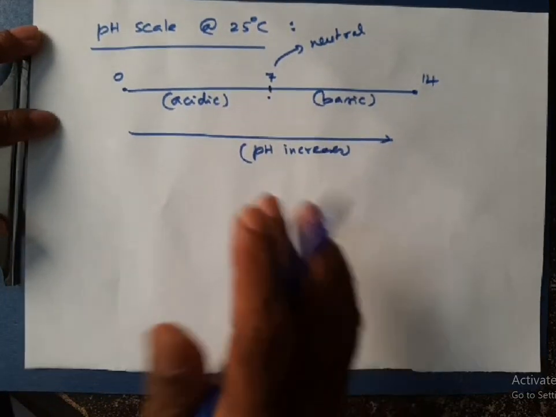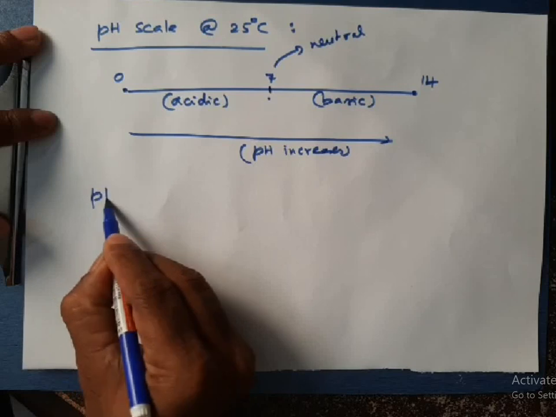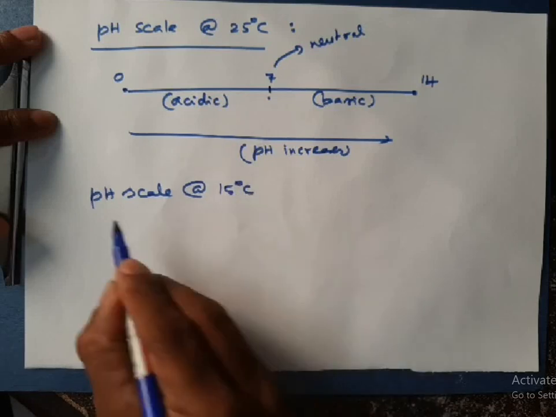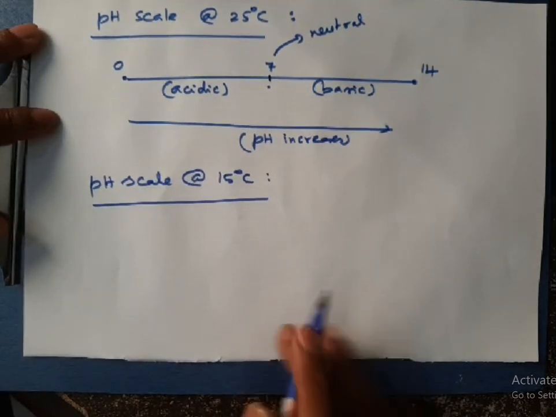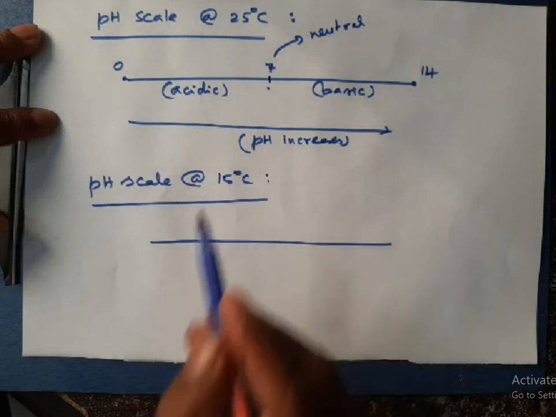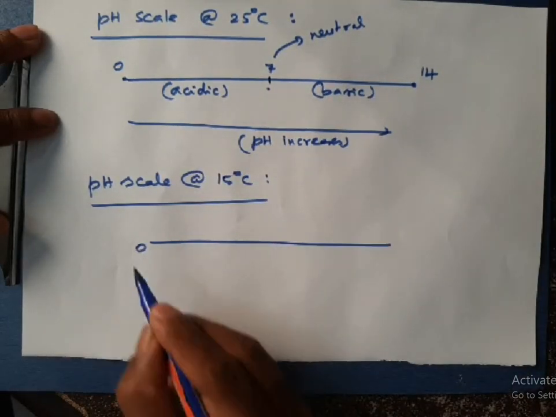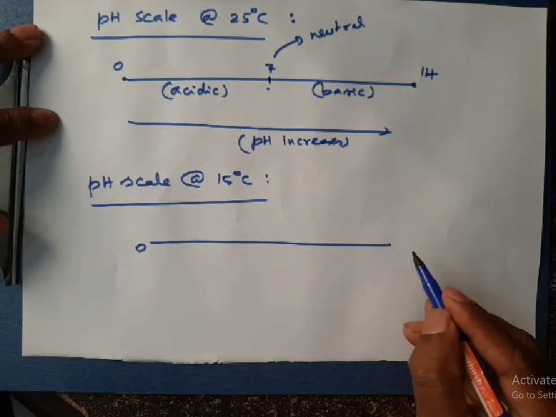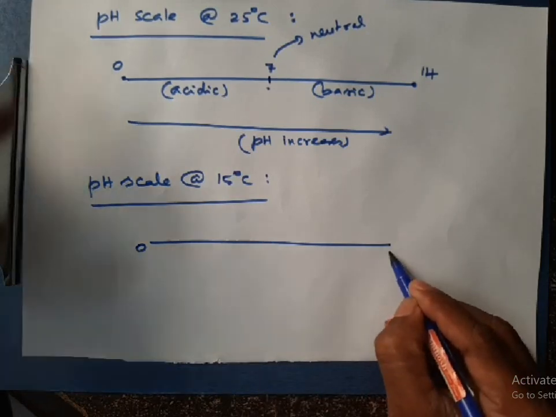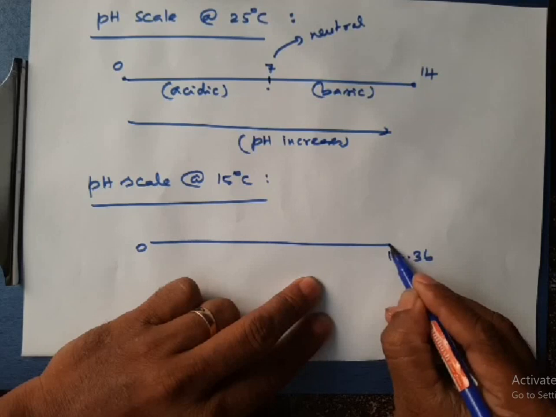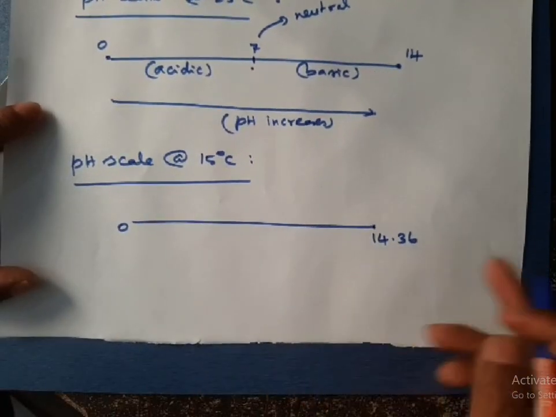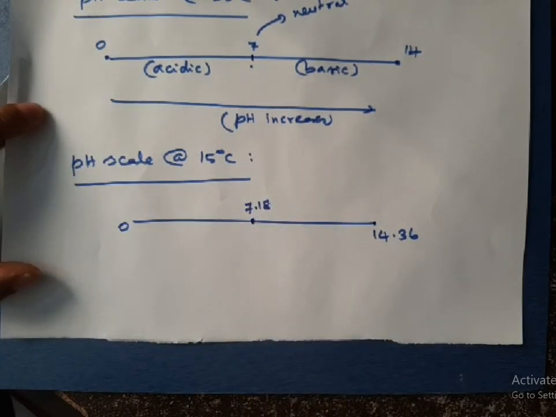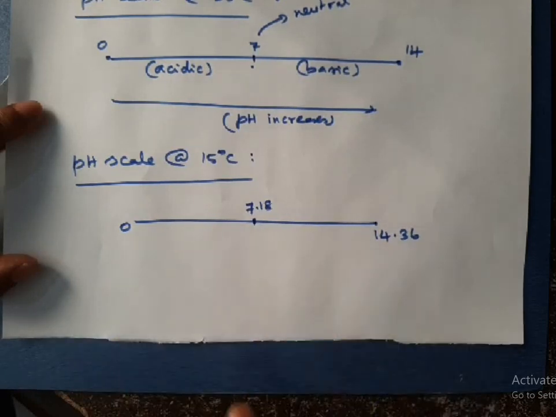Why am I telling this? This is very important. Suppose you take a pH scale at some other temperature, say at 15 degrees Celsius, for example. At 15 degrees Celsius, the pH range is not actually 0 to 14. It is actually 0 to 14.36. The value will change. The pH range is not 14, it is 14.36, and the middle value is 7.18. Therefore the pH scale will change.